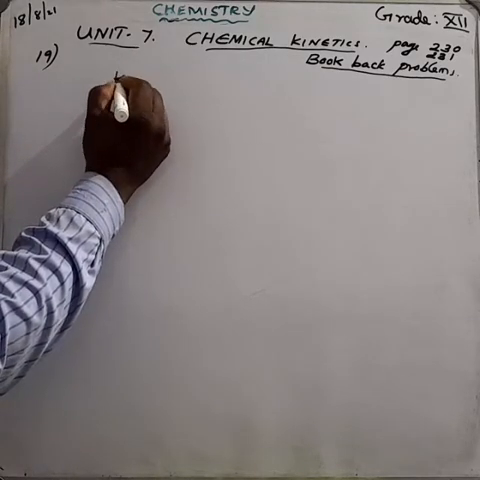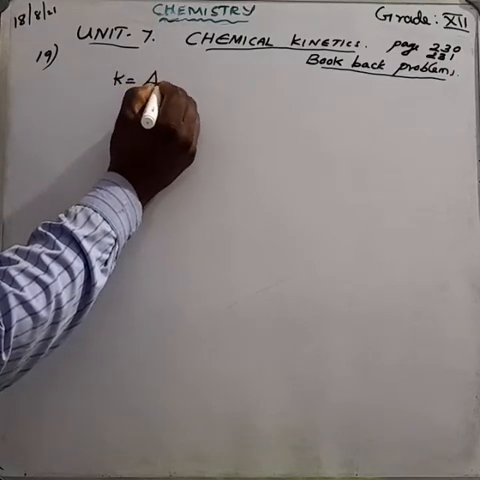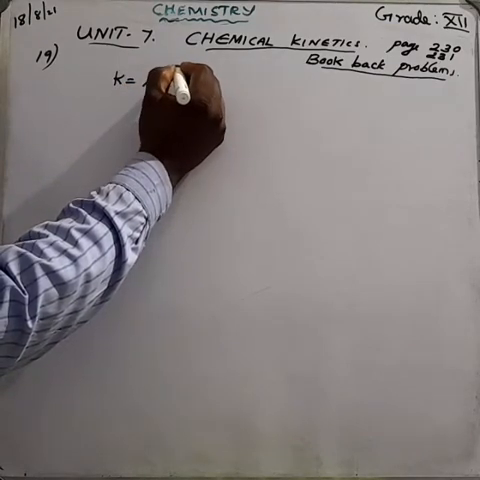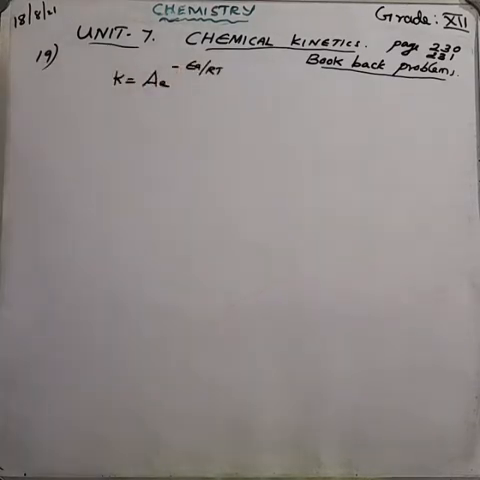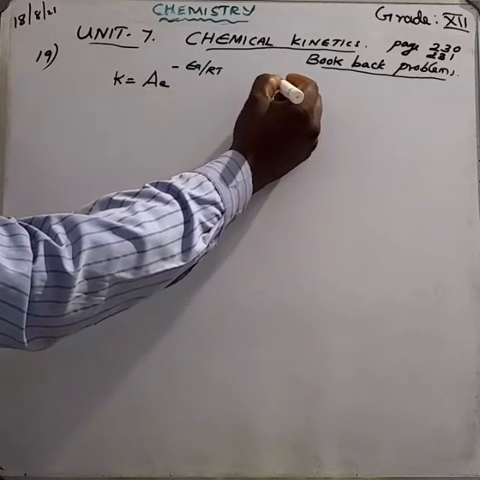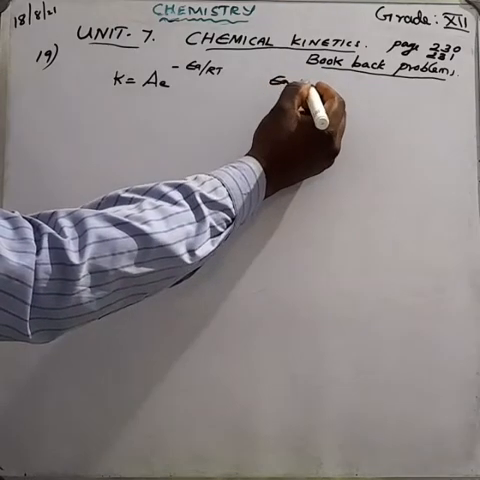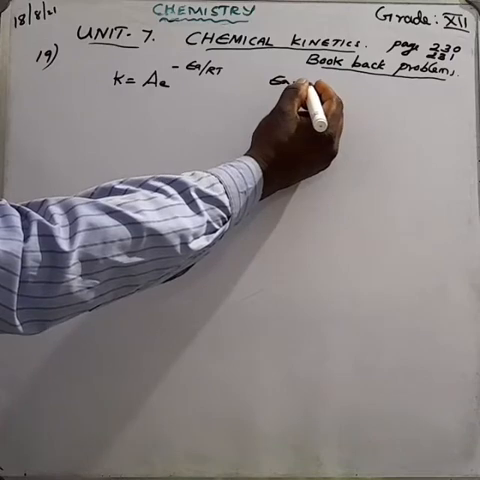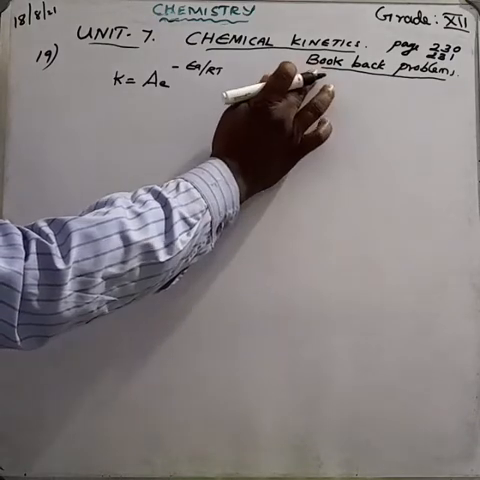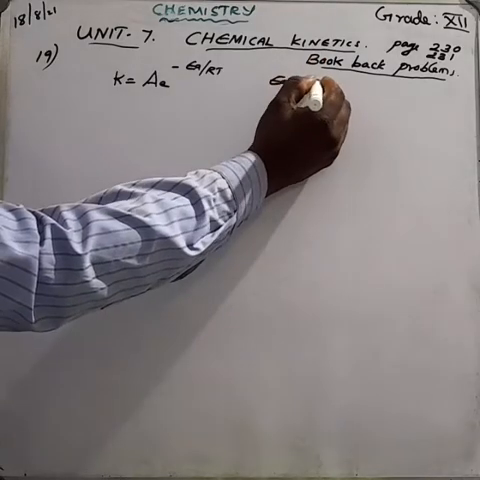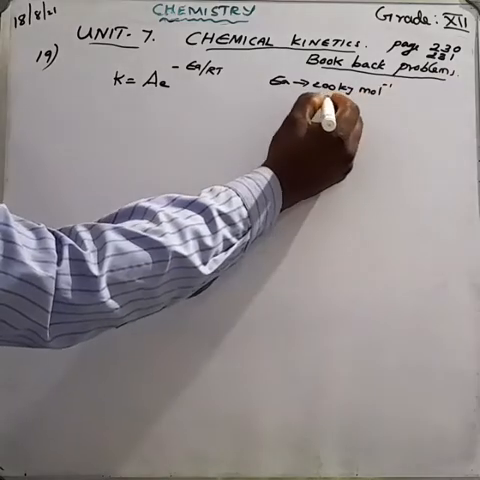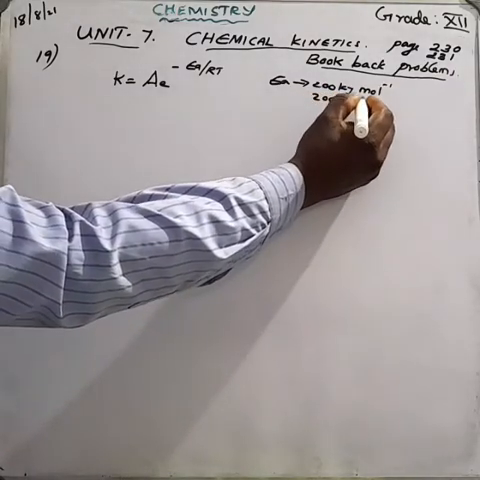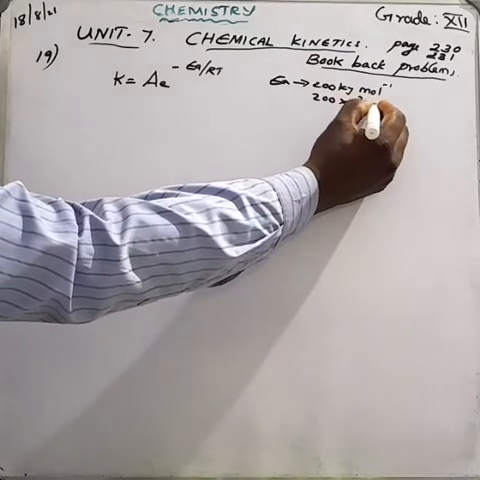So k is equal to A e power minus Ea by RT. This is the formula. Here, what is the value of Ea? Ea means the energy of activation. Ea is equal to 200 kilojoules mole inverse, which we can write as 200 into 10 raised to 3 joules mole inverse.